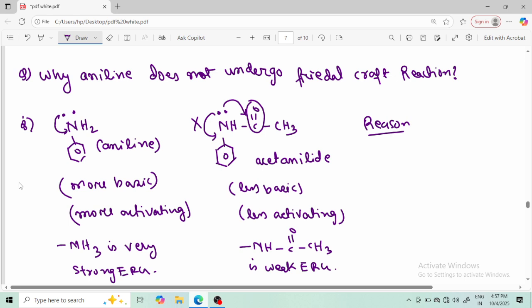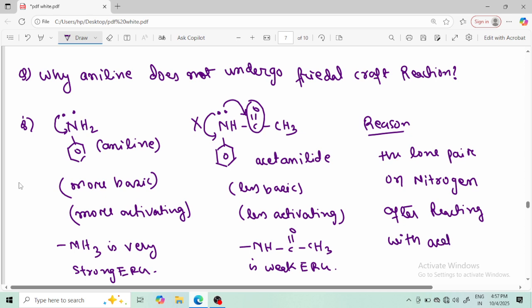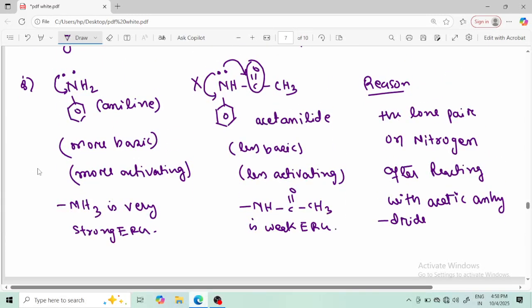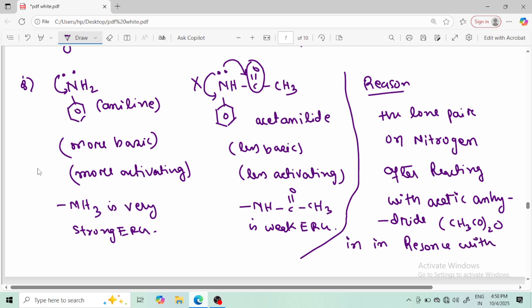All you have to write is: the lone pair on nitrogen atom, after reacting with acid anhydride, is in resonance with the carbonyl, that is C double bond O group. You know what acetic anhydride is, right? CH3 CO, and so on.